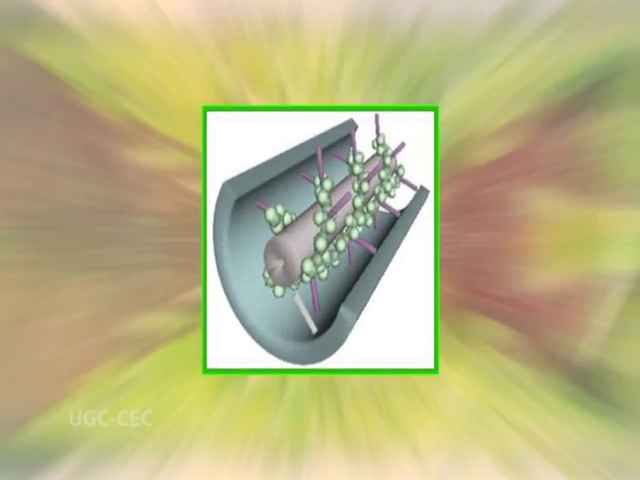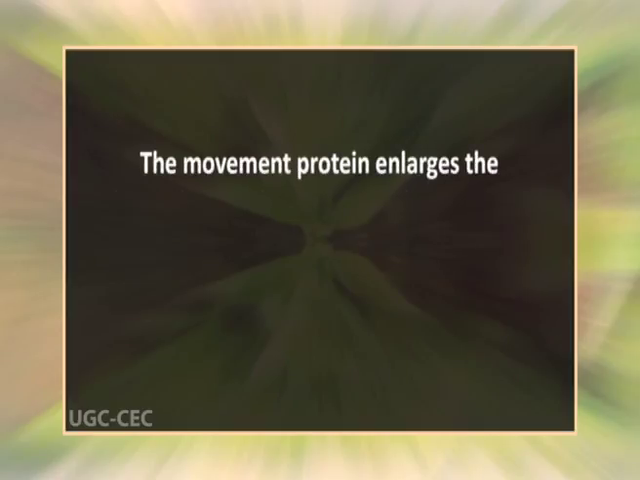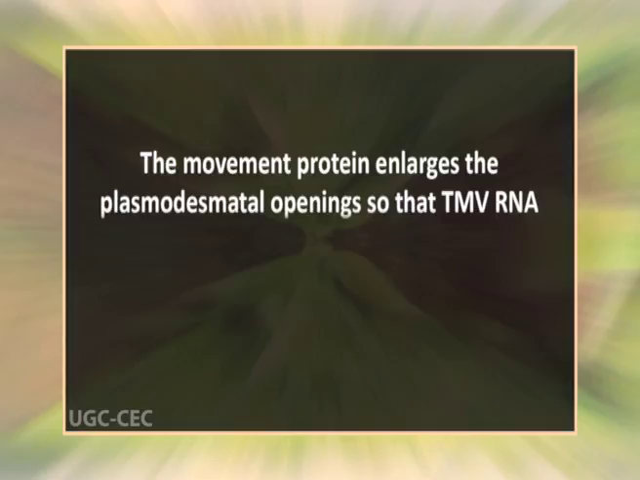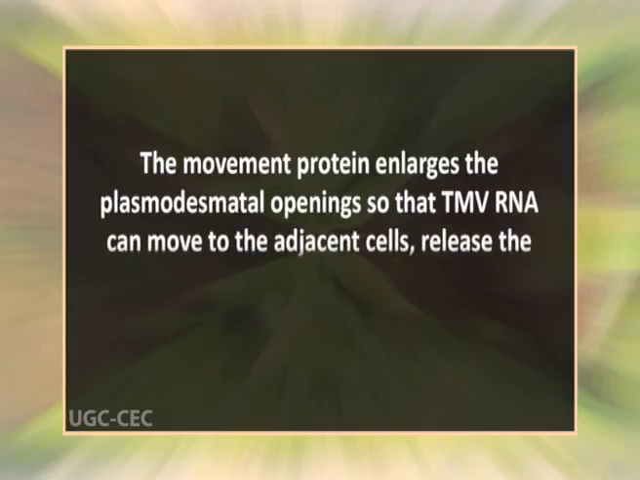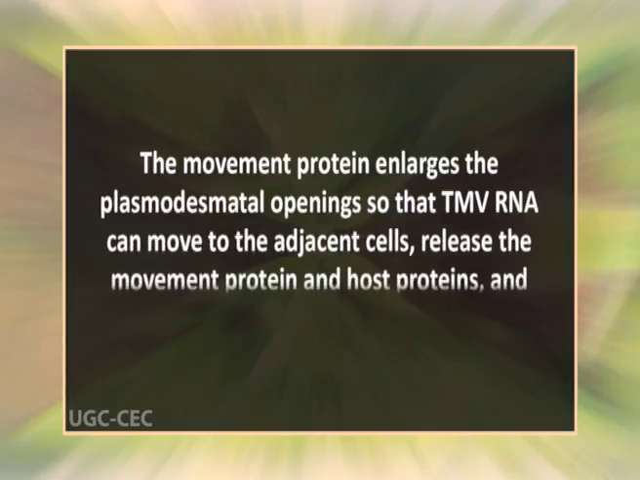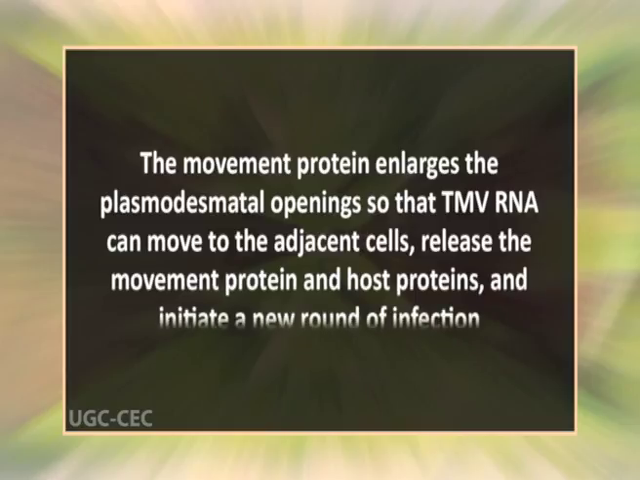Tobacco mosaic virus uses its movement protein to spread from cell to cell through plasmodesmata, which connect plant cells. Normally, the plasmodesmata are too small for passage of intact tobacco mosaic virus particles. The movement protein enlarges the plasmodesmatal openings so that tobacco mosaic virus RNA can move to the adjacent cells, release the movement protein and host proteins, and initiate a new round of infection.